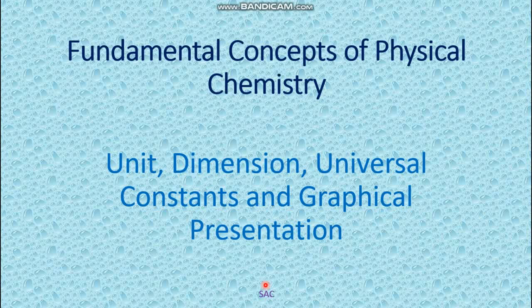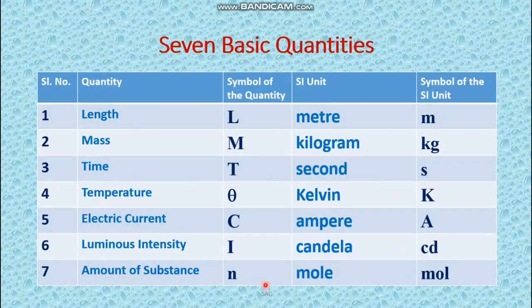So let's begin with the 7 basic quantities which is approved by the Standard International, that is SI, and with the help of all these 7 basic quantities you can make any other secondary quantity. So what are these basic 7 quantities? These are the length, mass, time, temperature, electric current, luminous intensity, and amount of substance. Here it is electric current, not electric charge. Electric charge is not the basic SI quantity. Actually the basic SI quantity is electric current.